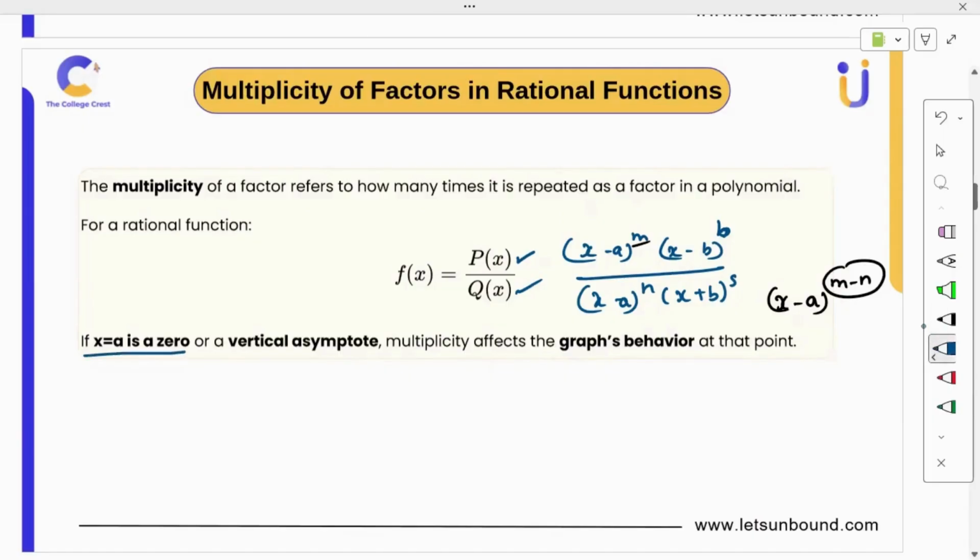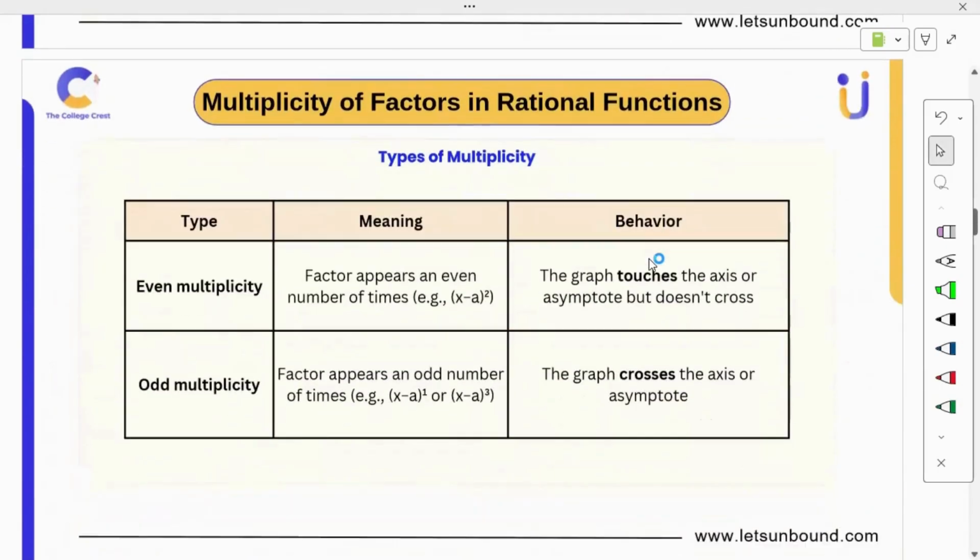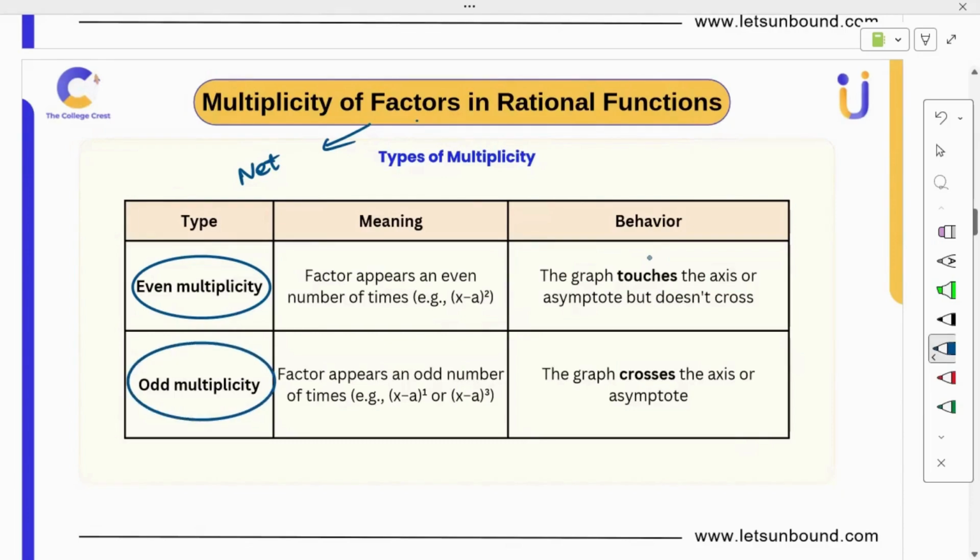And we will see the rule for how this multiplicity works in describing the graph's behavior. If x is a zero or a vertical asymptote, multiplicity affects the graph's behavior at that point. Let's see how it works. If you got an even multiplicity, and I'm always talking about the net multiplicity when I talk about rational functions, the factor appears an even number of times, so the graph will touch the axis or asymptote, but does not cross. With odd multiplicity, the graph crosses the axis or an asymptote. That's simple.